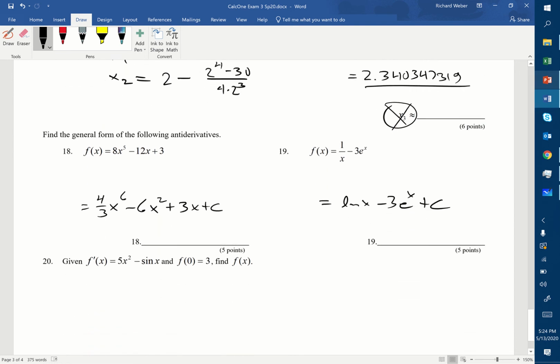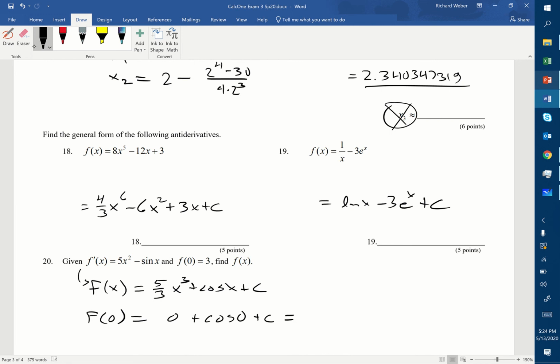And finally, the last one, you're integrating this. So f of x, upon anti-deriving, is going to be, what did we get? 5/3 x squared cubed? No, 5/3 x cubed. Okay, and plus cosine x, and then plus c. But when you plug 0 into this thing, this is 0 plus cosine of 0, that's 1 plus c, and I want it to be 3.